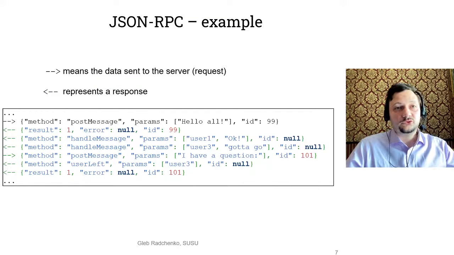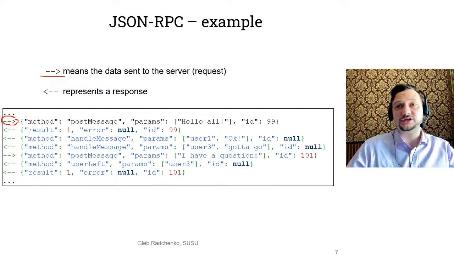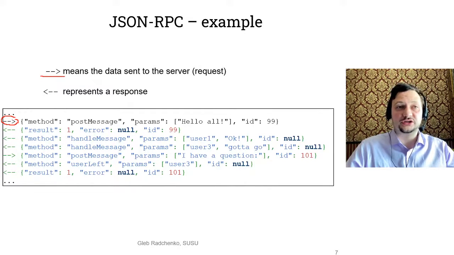So here we can see the example of the JSON-RPC communication. When we see this type of arrow, that means that we, as a client, send the data to the server. So here on the first row of this example, we see that our client sends some message to the server. And because the message is in the format of a JSON object, it starts with this bracket and it ends with this bracket. Okay.